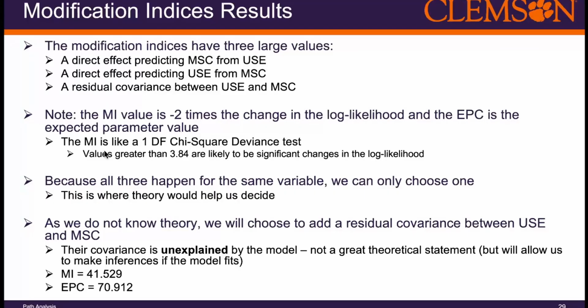Also, the EPC column is the expected parameter value of the parameter when it enters the model. So you can think of the modification index as a 1 degree of freedom chi-square test. And 3.84 is our critical value at a type 1 error rate of 0.05. So because all three happen for the same variable, we can only choose one. This is where theory should help. But because I'm not a person who's deep into this theory, I'm going to pick the residual covariance. Again, the reason for that is the covariance is unexplained by the model, but it does not make any more inferential claims other than, hey, the model doesn't fully explain why these two things covary. Well, we wouldn't expect it to necessarily.